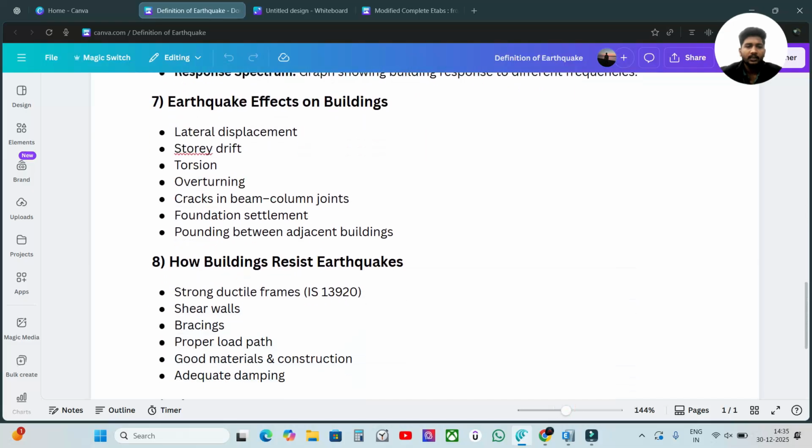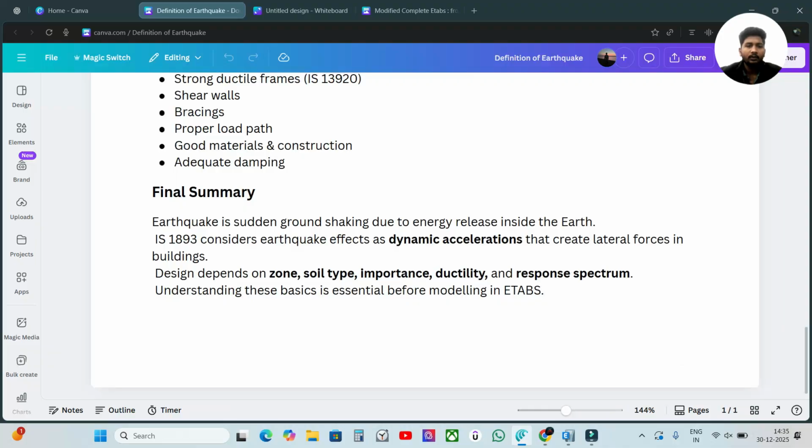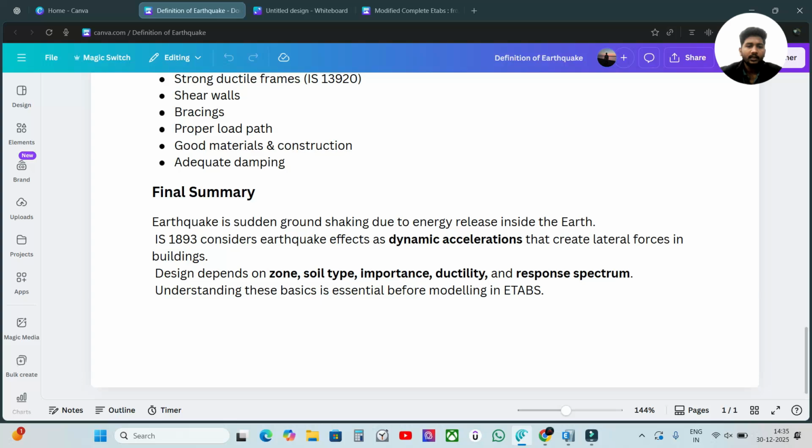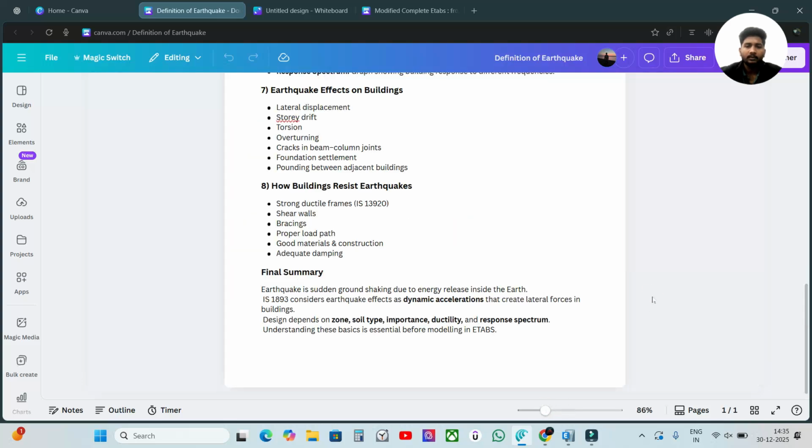After seeing the detailed part, what we have learned till now is that an earthquake is a sudden ground shaking due to the energy release inside the earth. IS 1893 considers the earthquake effects as the dynamic acceleration that creates the lateral force in the building. Design depends on the soil type, importance factor, ductility, and response spectrum. Understanding these basics is essential before modeling in ETABS.